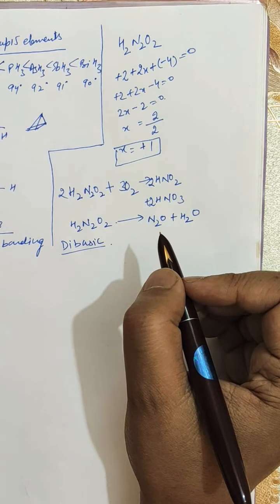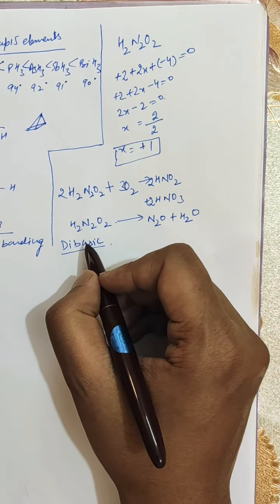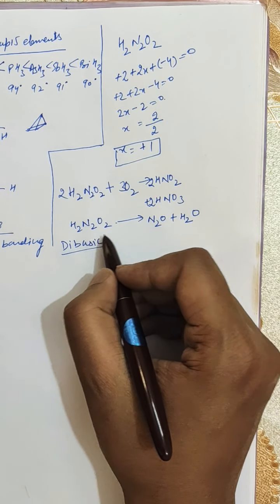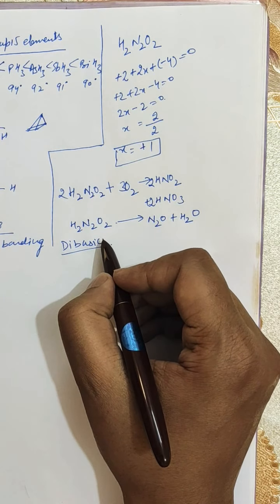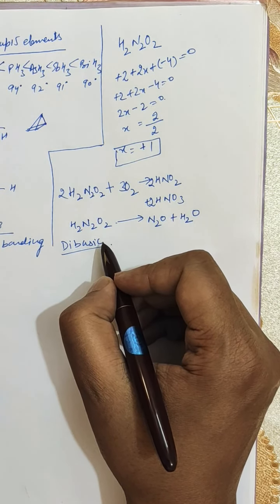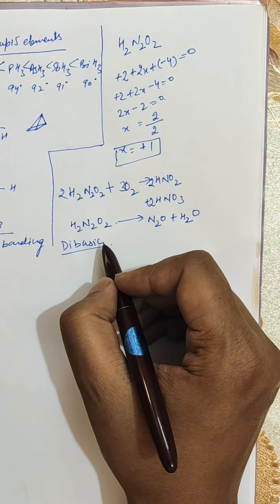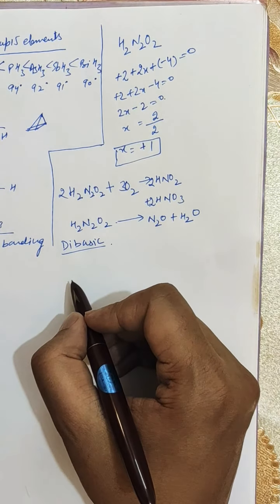It behaves as a reducing agent, and dibasic means that it can release 2 protons. So it means these 2 protons are attached to the oxygen. When we study its structure, then I will show you why it is dibasic. Further, it behaves as a reducing agent and is oxidized to nitrate by acidified KMnO4. So it reacts with the KMnO4. So it is very reactive.